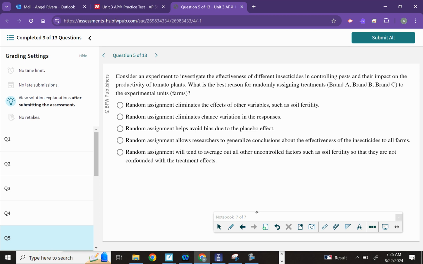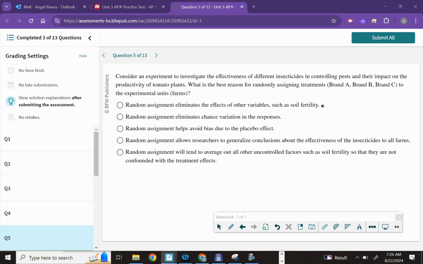All right. Consider an experiment to investigate the effectiveness of insecticides in controlling pests and their impact on the productivity of tomato plants. What is the best reason for random assignment? That comes back to what is the best reason for random assignment? Brand A, brand B, brand C to the experimental units so far. Random assignment eliminates the effects of other variables such as soil fertility.